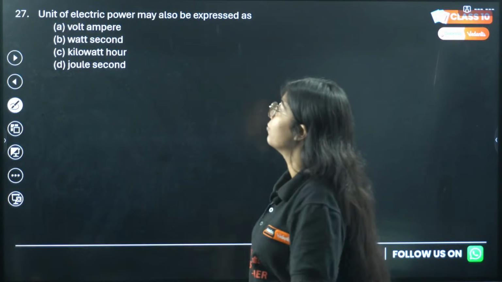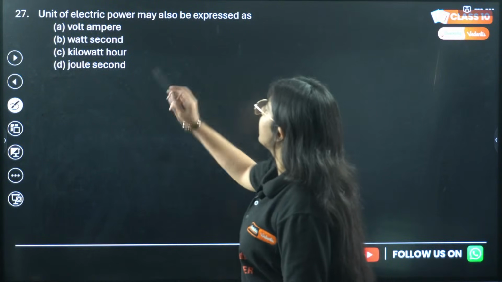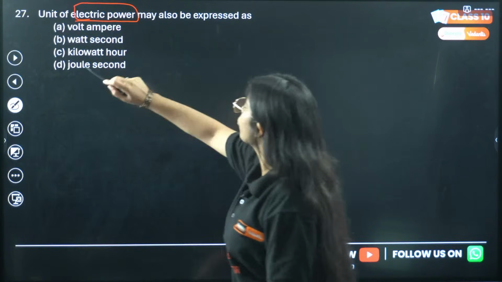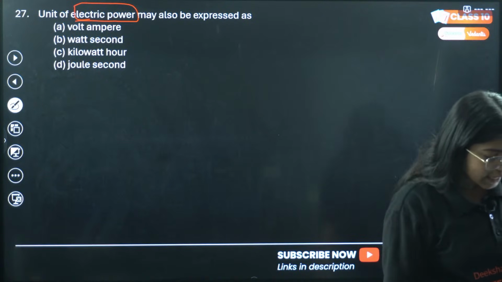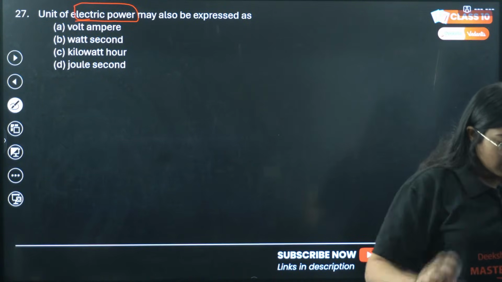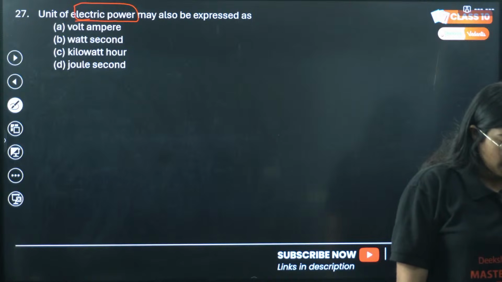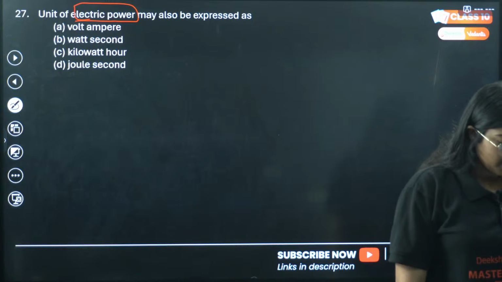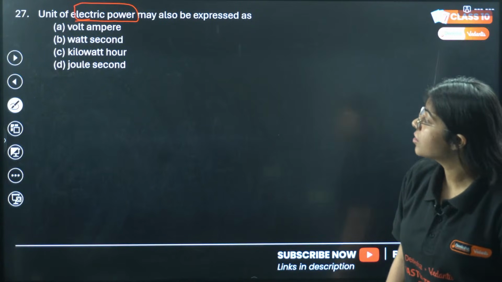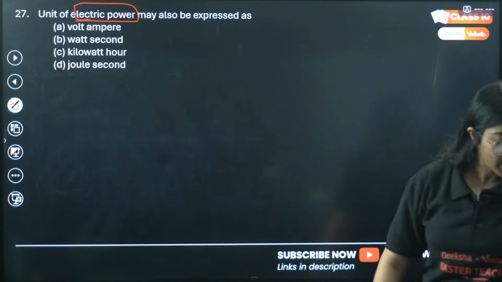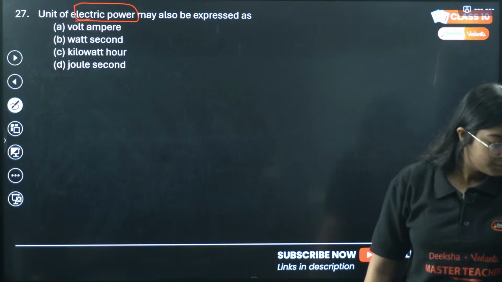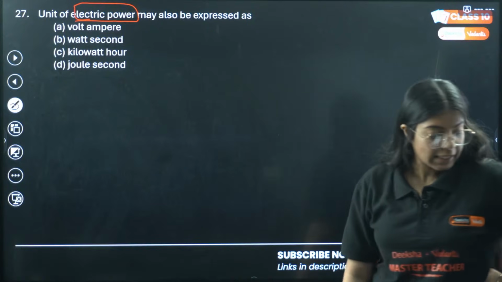Read your questions carefully. Unit of electric power. Electric power may also be expressed as what? C. Tanishk is saying C. Volt ampere. Okay. Rupesh is also saying C.